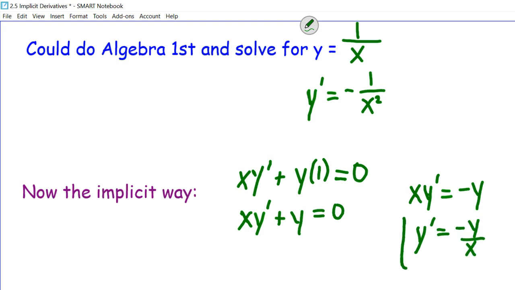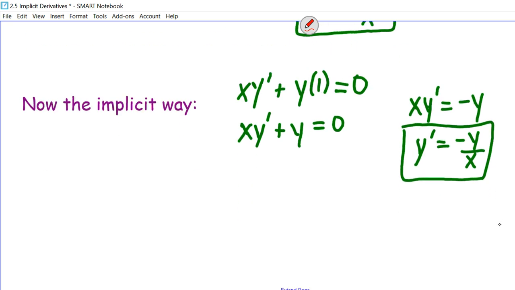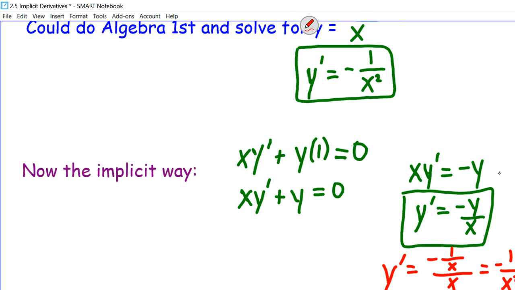Now, this right here doesn't look exactly like this one, but they are the same, for the fact of what is our y? 1 over x. So if you substitute that back in, I have y prime equals a negative 1 over x, all over x, which is the same thing as a negative 1 over x squared. Now it looks just like that. Clearly, though, implicit for this one, you would not want to do. You want to do algebra first.